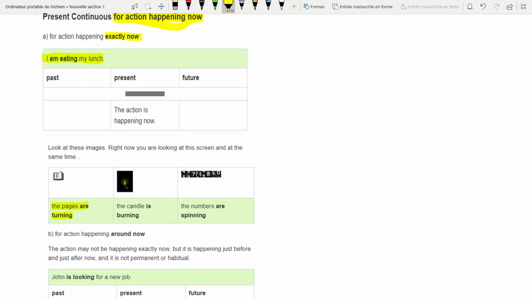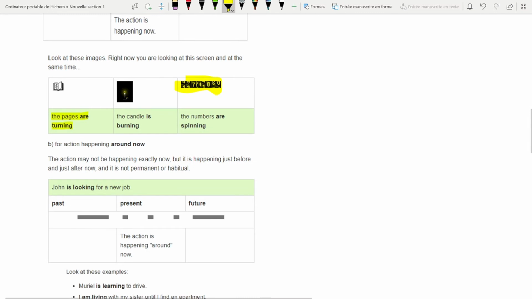Okay, the candle is burning. So when you see a lit candle, it burns in general. But when you see it, and the moment you tell someone or you tell yourself, you'll say the candle is burning, right? The numbers are spinning, right? As you can see, it's a device in which we see numbers spinning, okay? So these are some of the situations where we find the present continuous, okay?